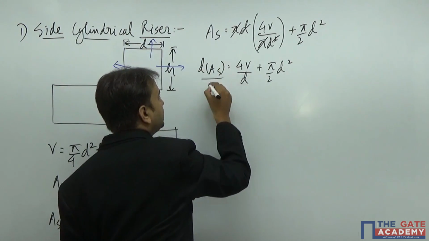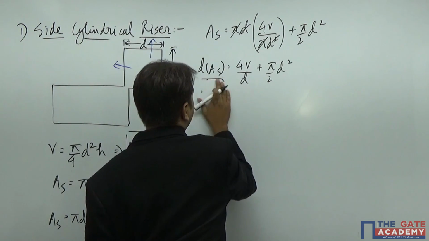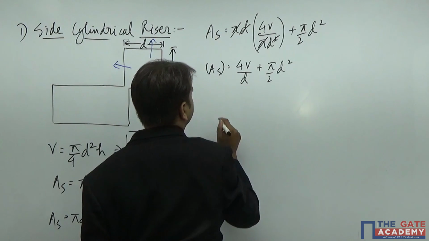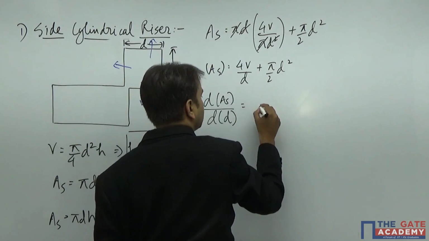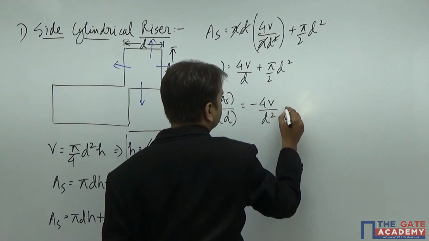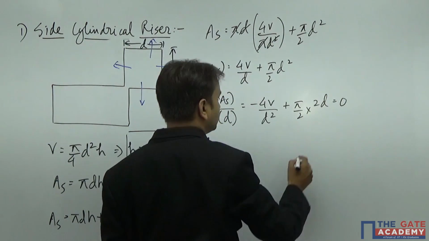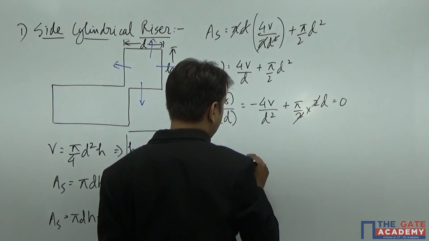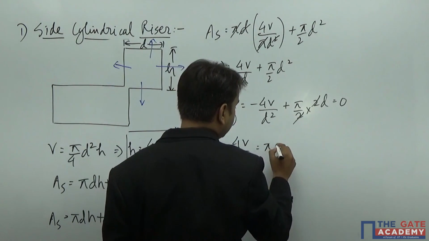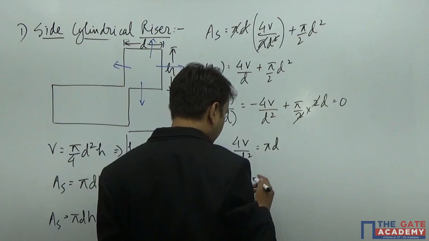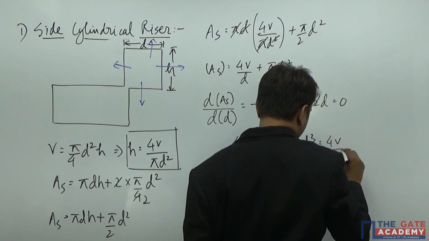So dS by dd, if we differentiate this thing, okay, let me write in the next line. dS by dd is minus 4V by d square plus pi by 2 into 2d equal to 0. So 2 and 2 got cancelled here, and so 4V by d square is equal to pi d. So if you have a look, you can see d cube is equal to 4V by pi.